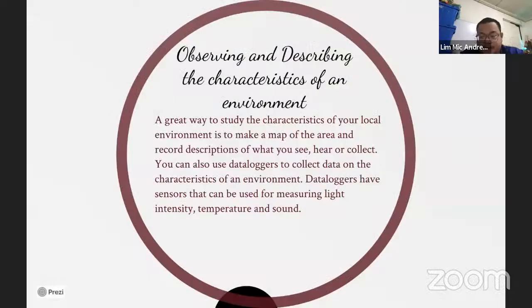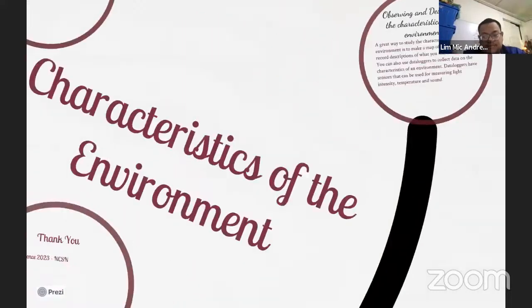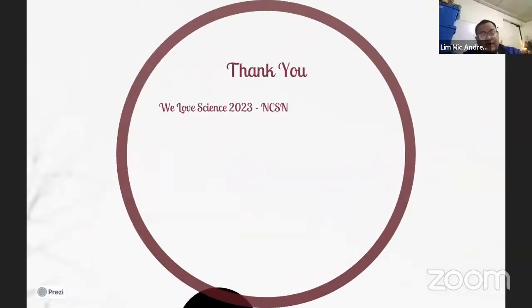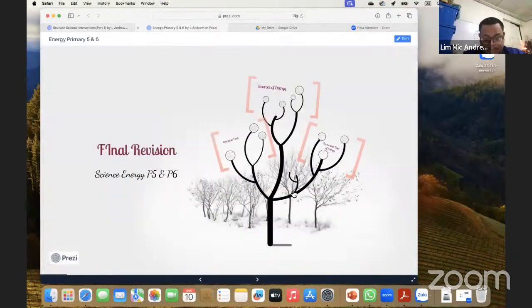To collect data, you make a map and put an X on different parts of the map to show which organisms are living there. All right. So this is an example of interaction. Now we go to energy.